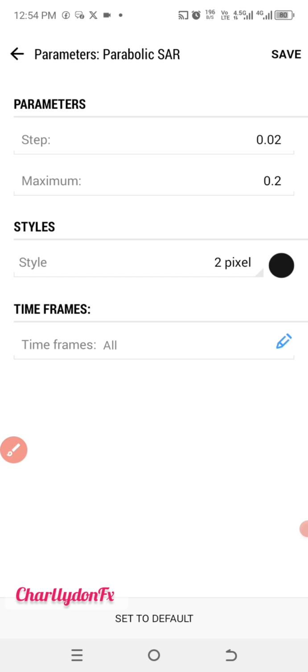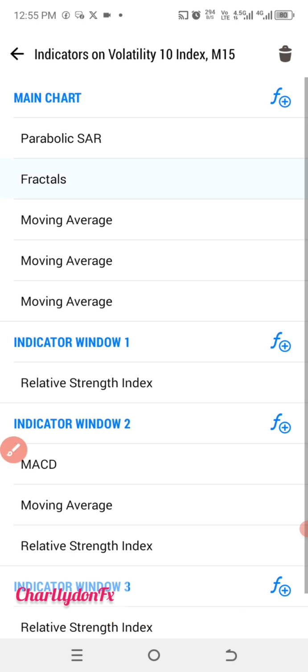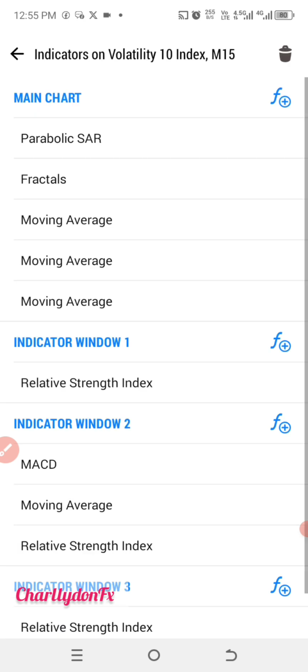The parameters are step 0.02 and maximum 0.2, 2 pixels. You choose the color of your choice. The next one is the fractal. The reason why I always use a fractal is because fractals show me points where I can place my trend line, from one point to the other, where you can easily align your trend line without being confused.